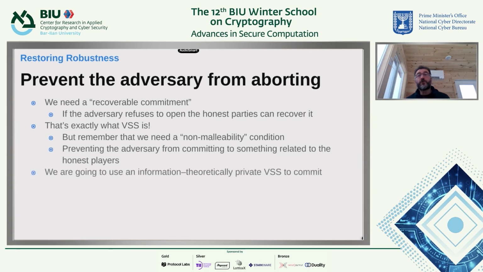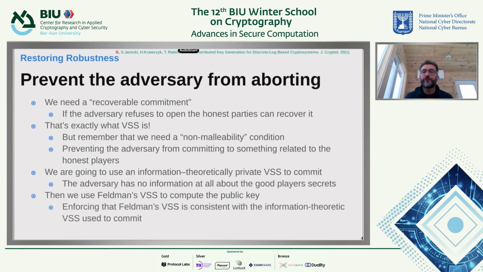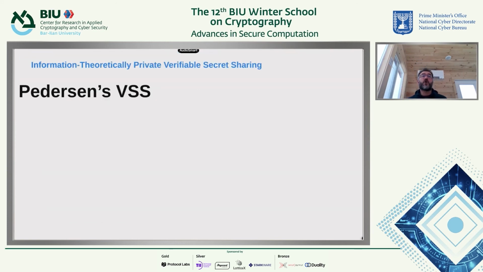So how do we do that? We're going to use an information theoretically private VSS, because if it's information theoretically secure, it's in particular non-malleable, because now the adversary has no information at all. And then we run a Feldman VSS on top of this information theoretically private VSS just to get the public key out. And we need to make sure that the Feldman VSS is consistent with the information theoretic VSS that we used. Okay, so what is the information theoretically private VSS that we use?